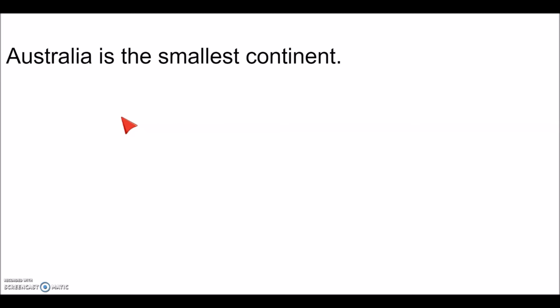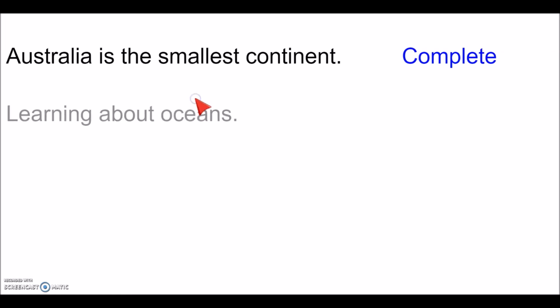Okay, now that you've had time to think, what's the subject? If you said Australia, you're right. And what's the predicate? Is the smallest continent. That's the predicate. If you said both of those things, you got it right. It's a complete sentence. Now, let's look at another example.